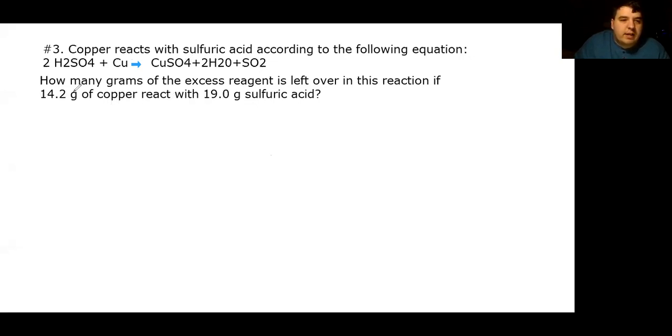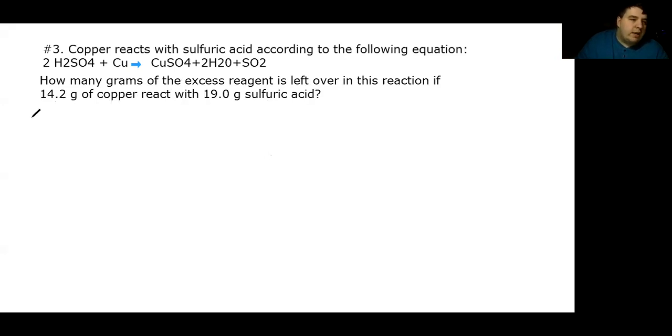So the question is being asked, how many grams of the excess reagent is left over in this reaction if we have 14.2 grams of copper react with 19.0 grams of sulfuric acid? So the first thing we want to do before we do any major calculations that will require this problem, let's go ahead and first determine molar masses.